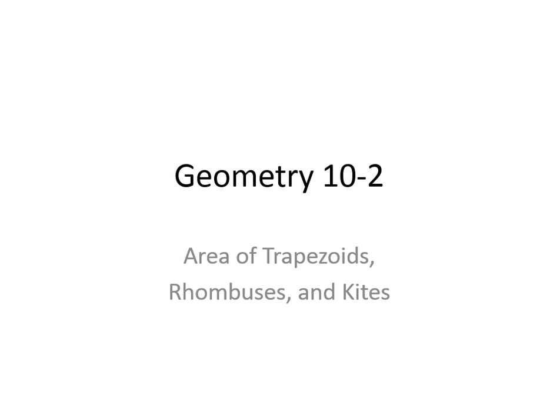All right, moving on to the next section. What we're going to be looking at is the area of trapezoids, rhombuses, and kites. We're going to be looking at the area and how to find these.